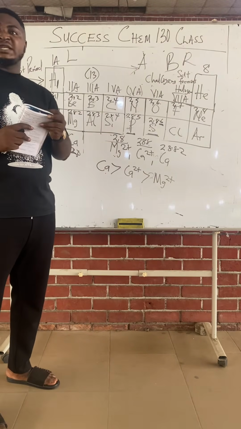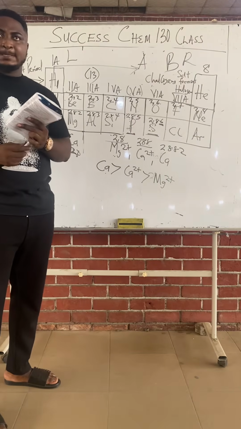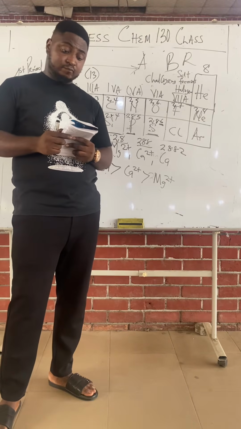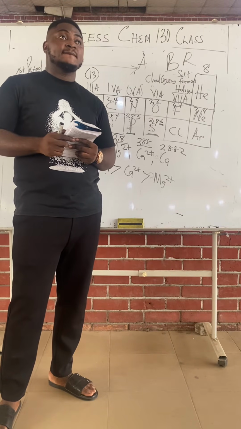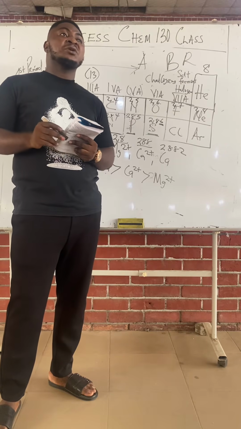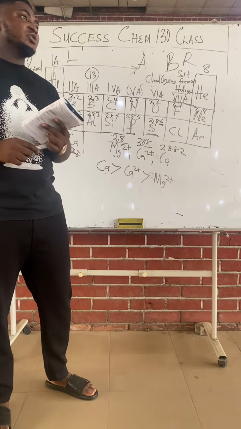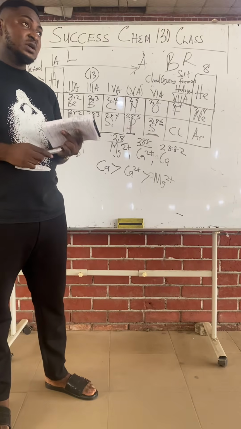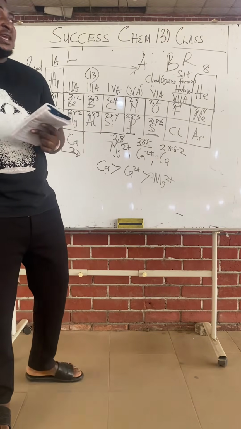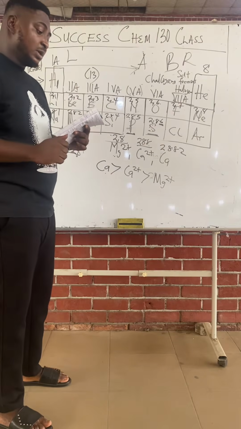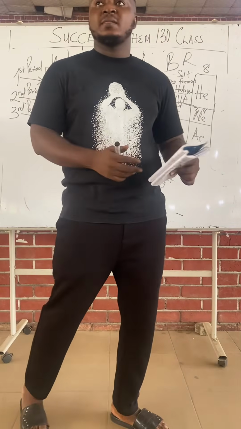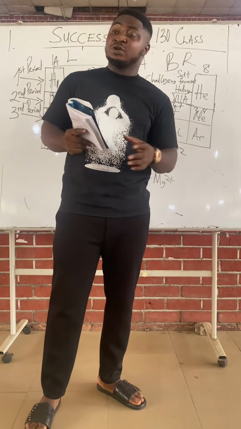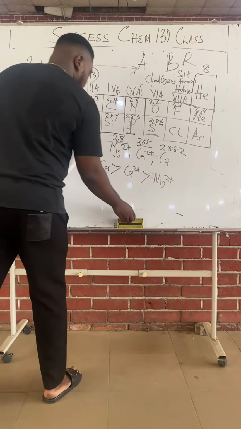Write down isoelectronic species. Isoelectronic species are species that contain the same number of electrons and therefore have the same electronic configuration.